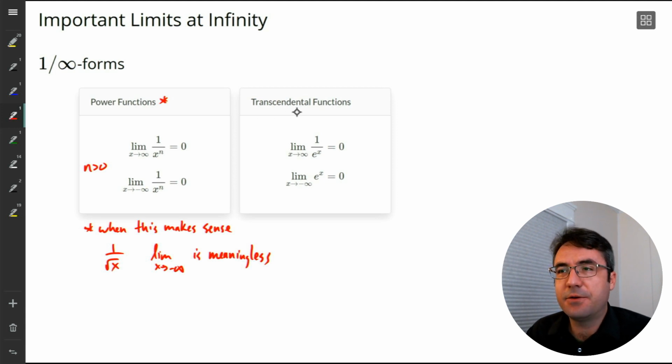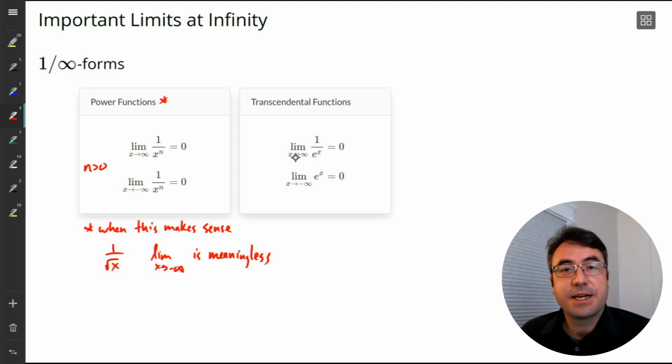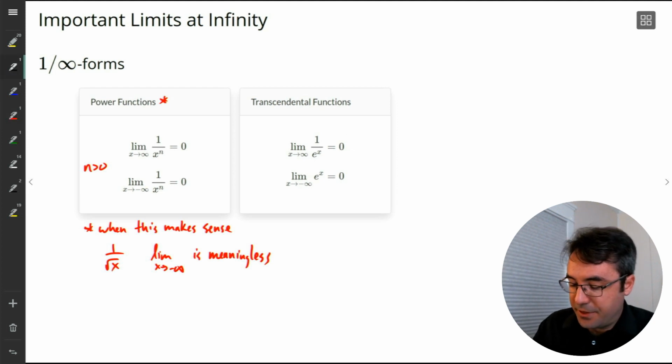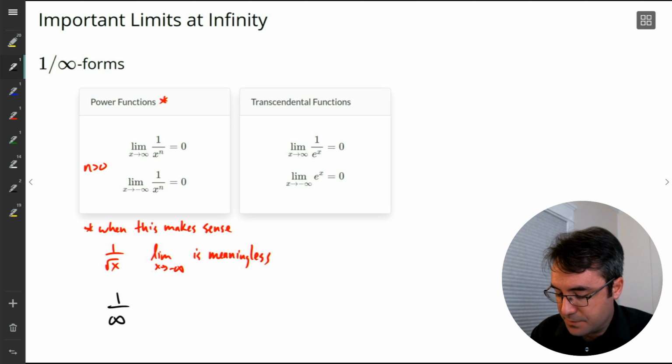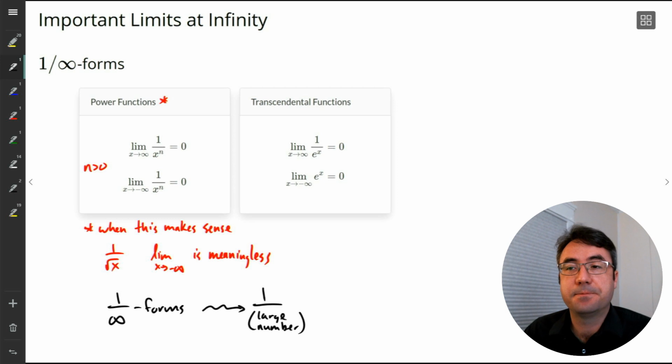Similar for transcendental functions, especially when we're dealing with e to the x, that's our most common one that we're going to be working with. The limit of 1 over e to the x as x approaches infinity is 0. And a way to think of these 1 over infinity forms is, another way to think of that is really 1 over a large positive number, or just a large number for that matter.